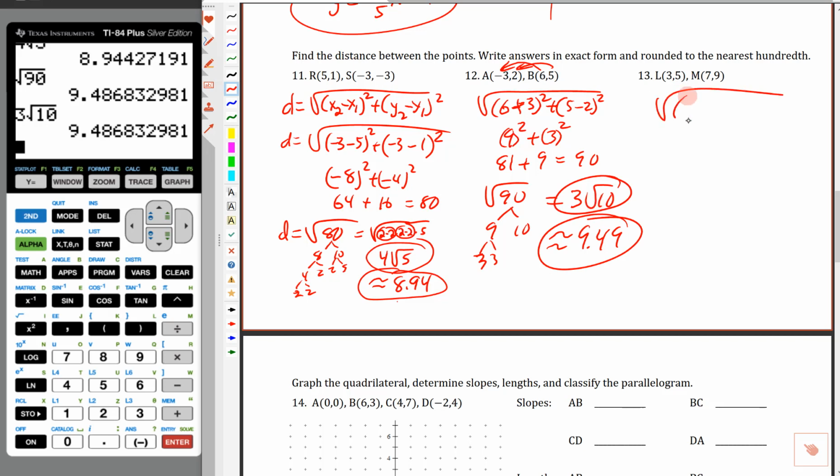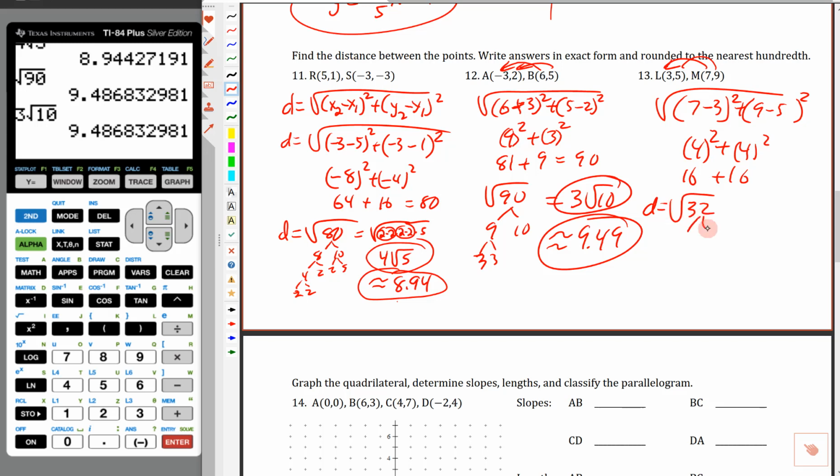So again, we're going to do x2 minus x1. So we do these guys right here. And then we're going to square that, and then we're going to do y2 minus y1. So this is going to be 9 minus 5 quantity squared. So this is going to be, let's see, 7 minus 3 is 4, 4 squared. This one, 9 minus 5, that's a 4, so we square that. 16 plus 16, so we get the square root of 32. So our answer on this one is the square root of 32.